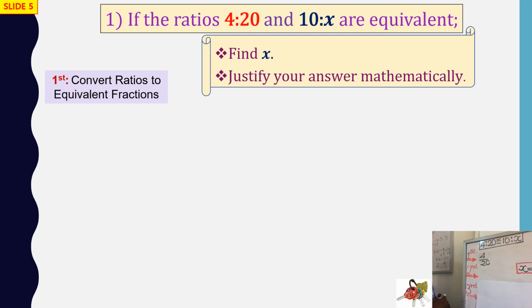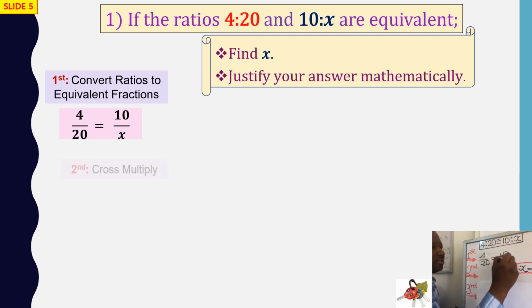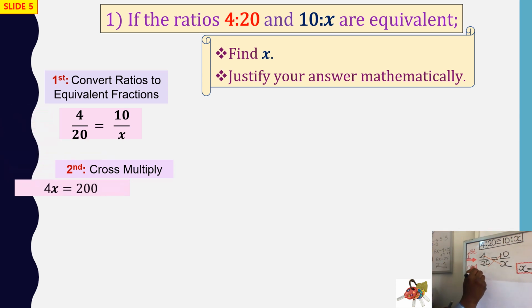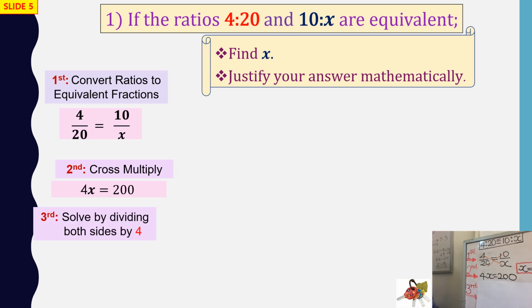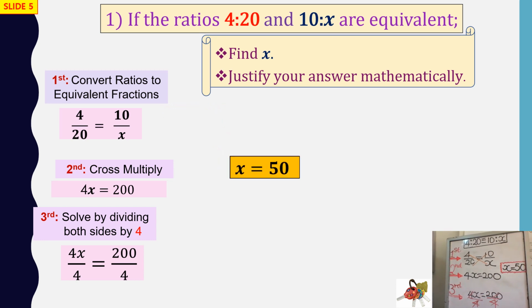The first is always convert the equivalent ratios into equivalent fractions. So 4/20 becomes 10/x. Our second key point is then to cross multiply, giving us 4x is equal to 20 times 10, which is 200. And our final key point is to divide both sides by 4. And that gives us x is equal to 50.